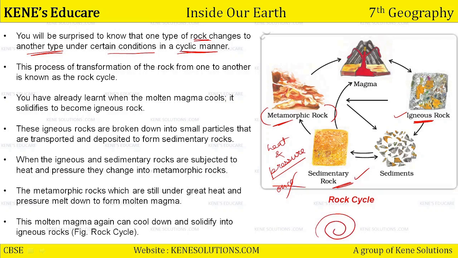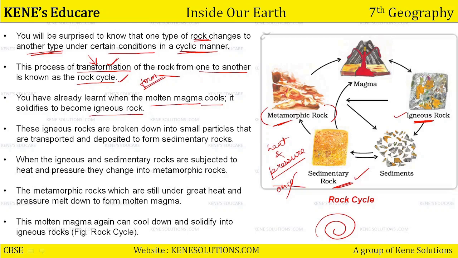Igneous sedimentary बना, sedimentary igneous बना, igneous metamorphic बन गया, metamorphic फिर से sedimentary बन गया. It keeps happening one way after the other. Okay, and this process of transformation of the rock from one form to another is known as rock cycle. रॉक के इसी ट्रांसफॉर्मेशन को, क्योंकि वो फॉर्म बदल रहा है ना बार बार, रॉक के इसी ट्रांसफॉर्मेशन को हम रॉक साइकिल कहते हैं. Okay, you have already learned when the molten magma cools it solidifies to become igneous rock.